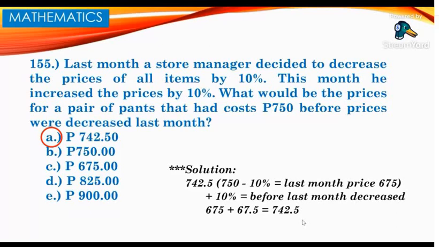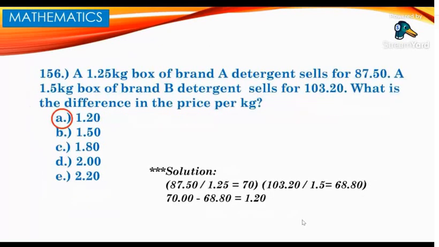Okay, next, let's have this one. A 1.25 kilogram box of brand A detergent sells for 87.50. A 1.5 kilogram box of brand B detergent sells for 103.20. This is the difference in the price per kilogram. So kukunin natin yung price nito per kilogram. We'll just simply divide 87.50 for brand A, divide that by 1.25 kilogram. So that is 70 pesos.